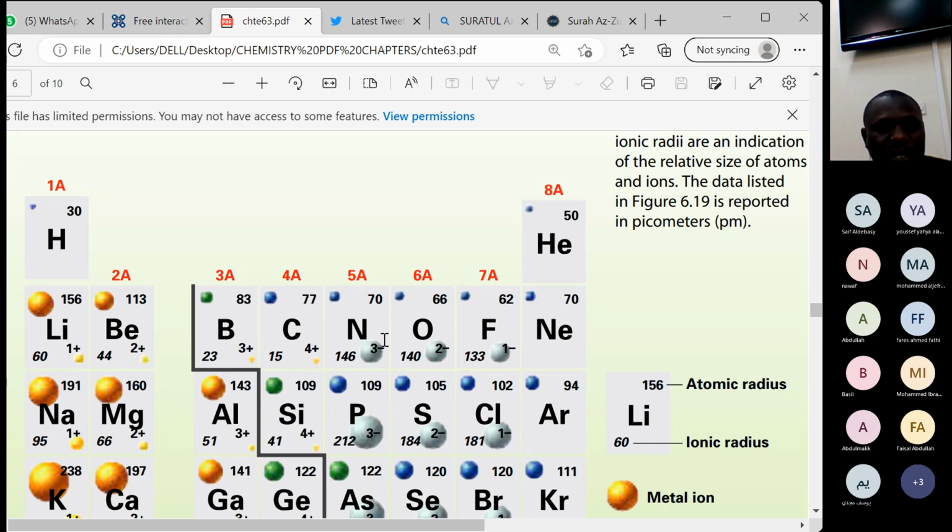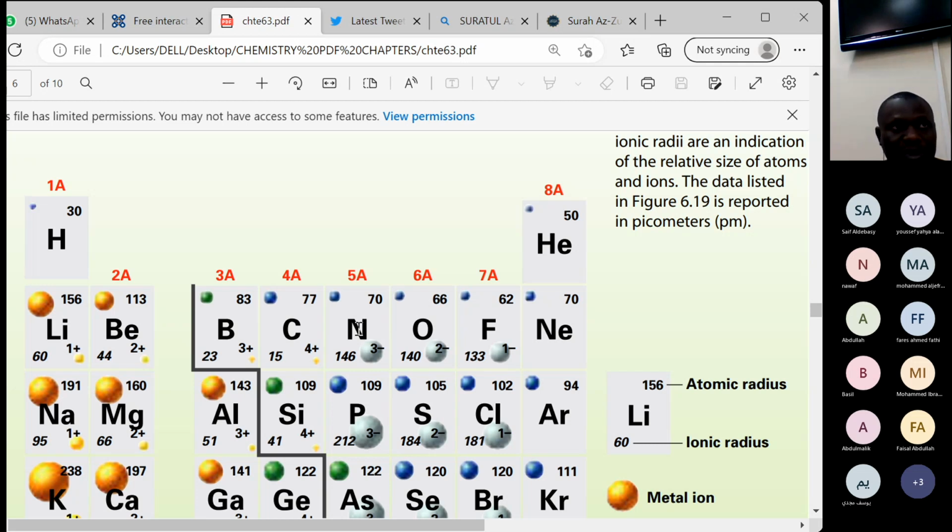Now, for the cation, because the element has lost electrons, it has become positively charged. The few electrons that remain are going to be attracted more to the nucleus, because now you have fewer electrons. Because of this, when you compare the cation with the atom where it came from, the atomic radius is more than the ionic radius.